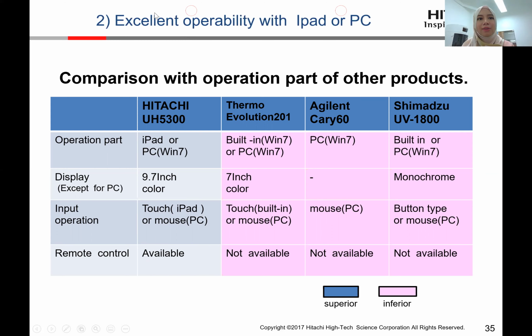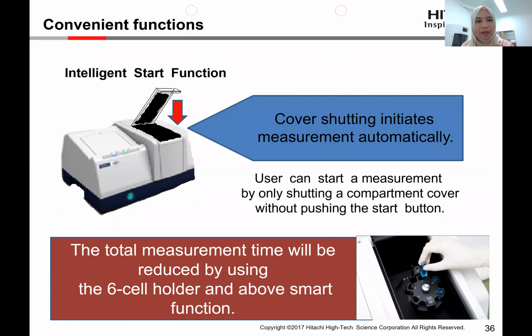All right, so these are the convenient functions. The intelligent set function: we can cover shutting, which initiates measurement automatically. This can make sure that you save a lot of time. Every time it is hassle-free, just shut it and then it will run straight away. And also you will have the 6-cell turret, right? So the total measurement time will be reduced by using the 6-cell holder and the above smart function.